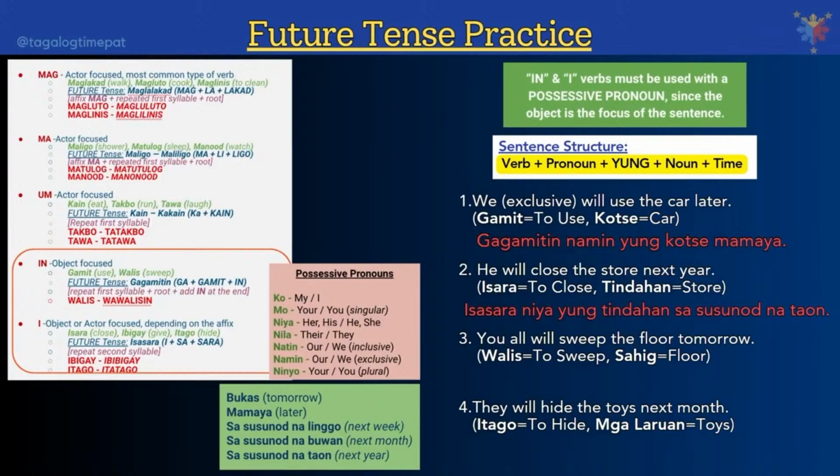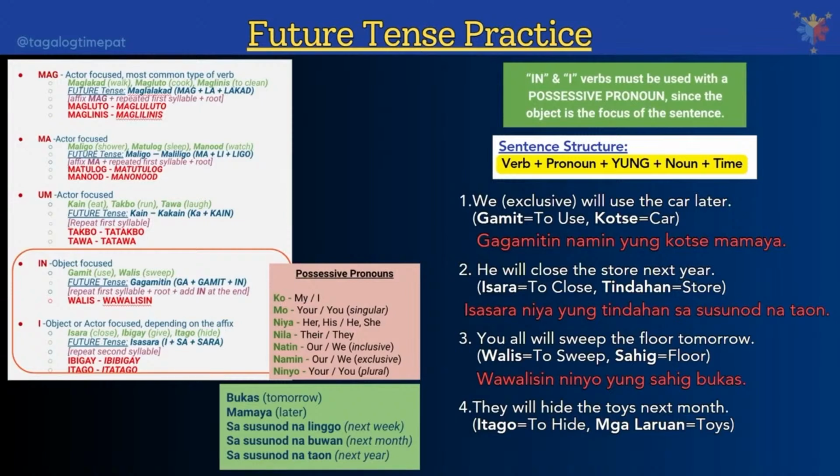Number 3, you all will sweep the floor tomorrow. Walis means to sweep. Sahig means floor. Wawalisin ninyo yung sahig bukas. You all will sweep the floor tomorrow.